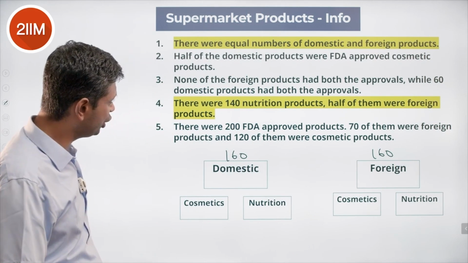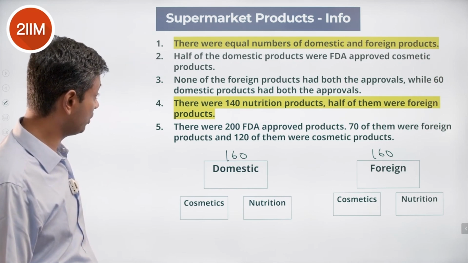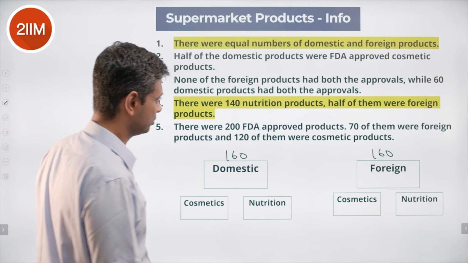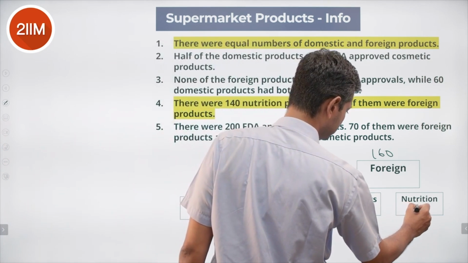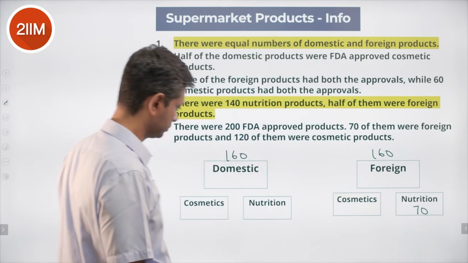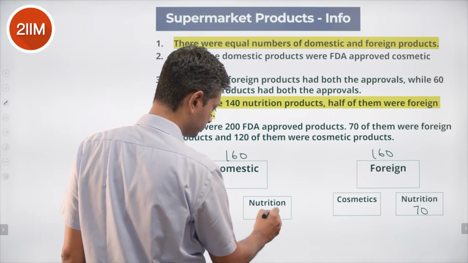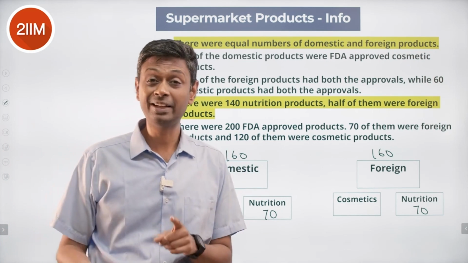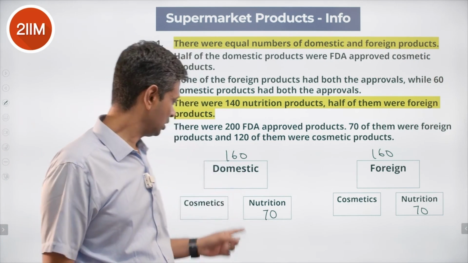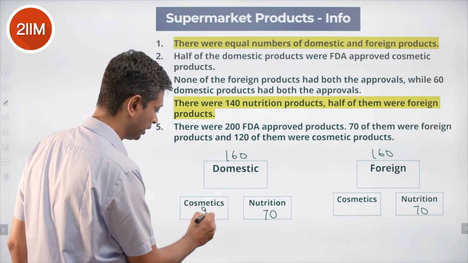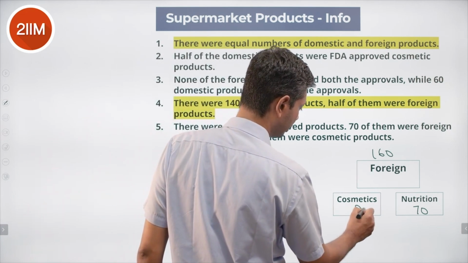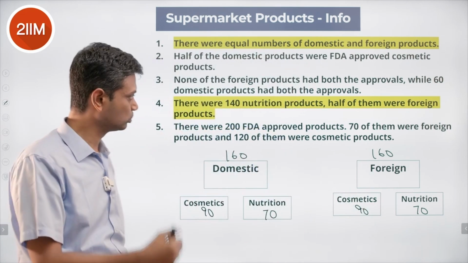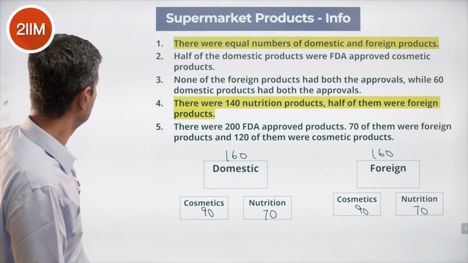There are 140 nutrition products, half of them were foreign products. So this is 70, this is 70. Of nutrition products, out of 140, 70 were foreign, remaining 70 should have been domestic. I mean, this is 70, cosmetics will be 90, this cosmetics also 90. Nice, so far so good.